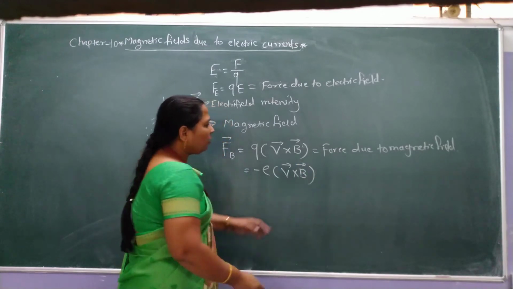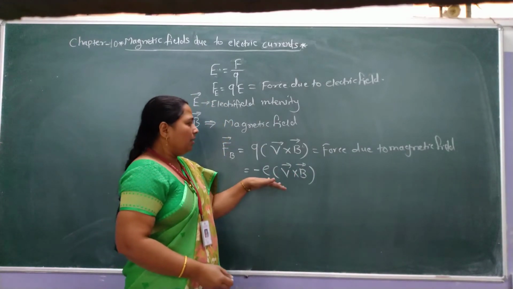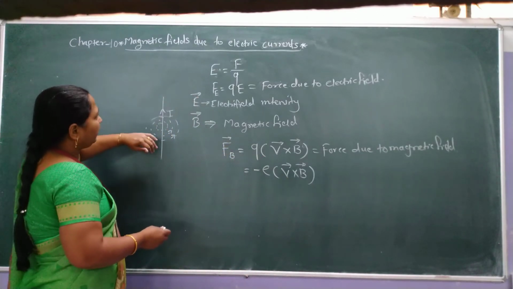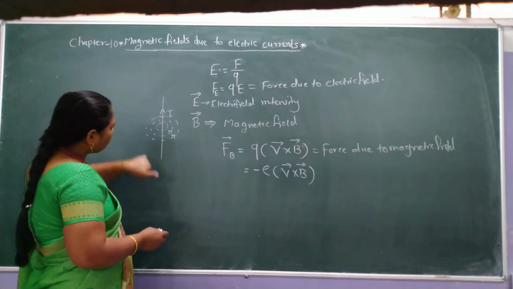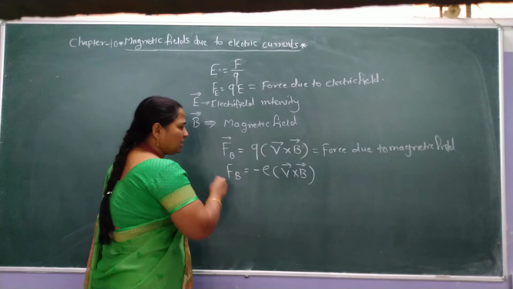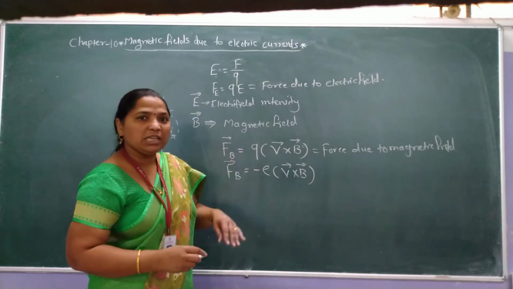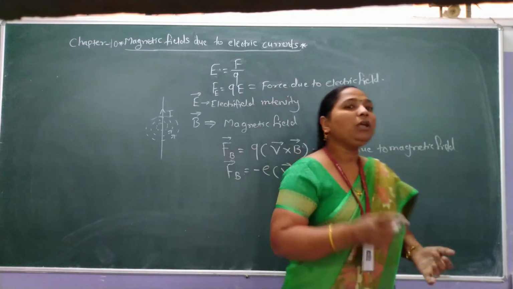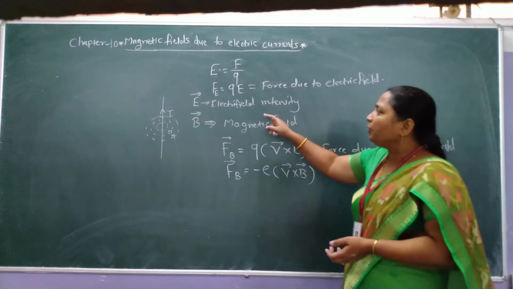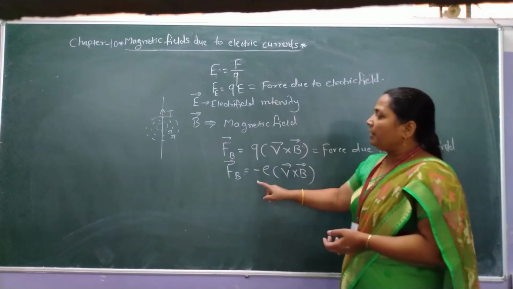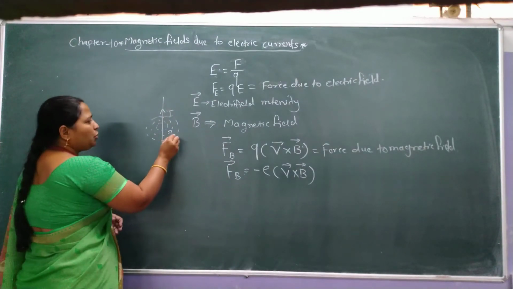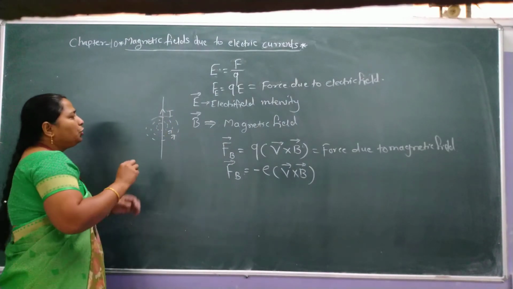But when electrons are in motion, they flow oppositely through the conductor. Current flows in the upward direction, electrons flow in the downward direction. Therefore, both forces, the electric force due to the electric field and the force due to the magnetic field, act on the conductor.